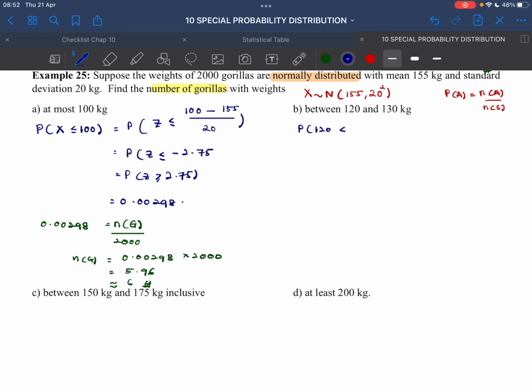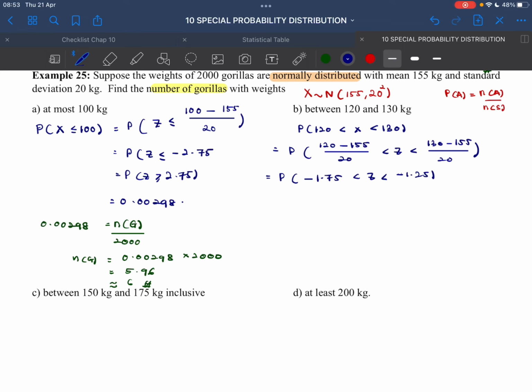Since it is "between", there is no equal sign for 130. But first thing first, the normal distribution has to change to the standard normal distribution. That means X has to be changed to Z first. So we have to use the formula X minus mu over standard deviation. Here we have 130 minus 155 over the standard deviation, which is 20. Put that in your calculator and we should have Z equal to negative 1.25.